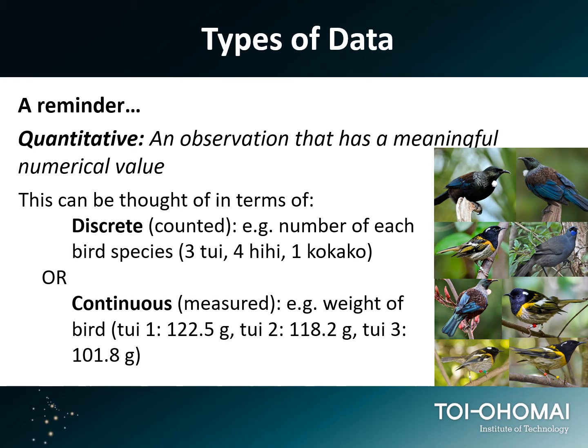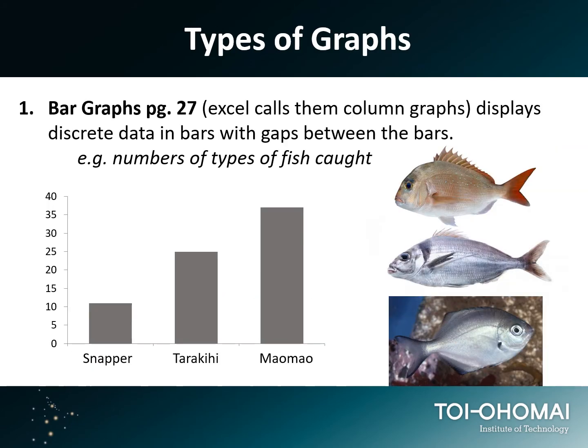And depending on which type of data you want to show, that's going to determine what type of graph you're going to use. Let's say you have some discrete data. What are you going to use? You're going to use a bar graph most likely.